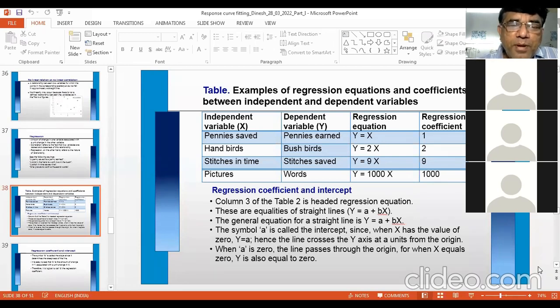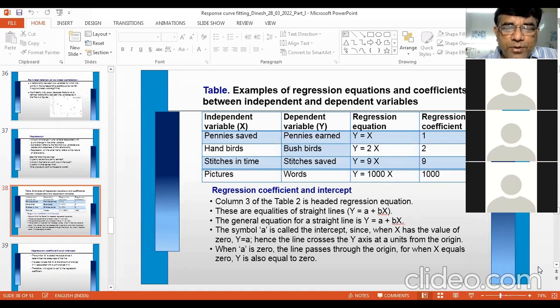So you can see in column number 3 of the table, it is the regression equation. These are equations of a straight line. y is equal to a plus bx, they represent. The symbol a is called the intercept, since when x has the value of 0, y is equal to a. You will learn in detail what the intercept is. When your x is 0, then the value of y becomes your a. Hence the line crosses the y-axis at a units from the origin.